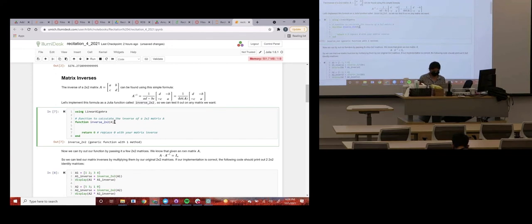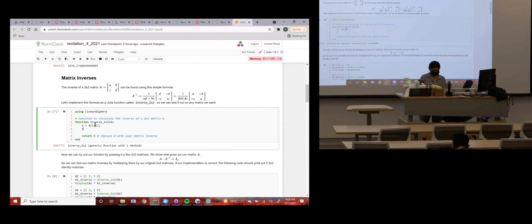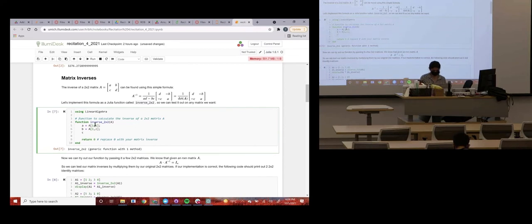So we have a matrix A. Would it be easier to do? So let's extract out the different entries, just so it's easy. Does this make sense why I'm doing this? So I just want to use that formula. Yeah? There's a better way to write this probably.